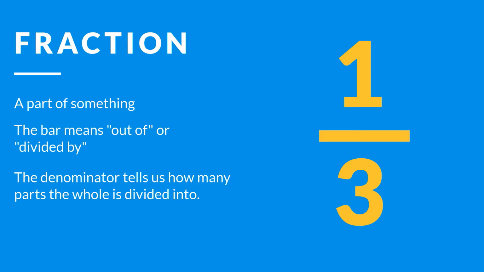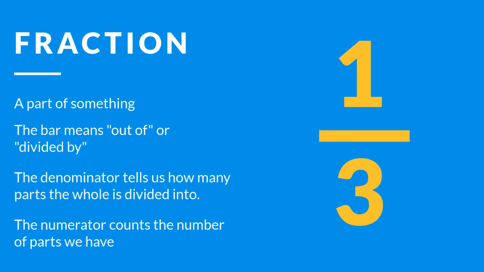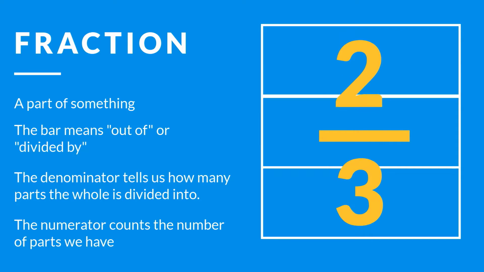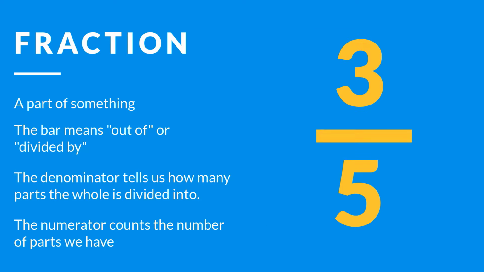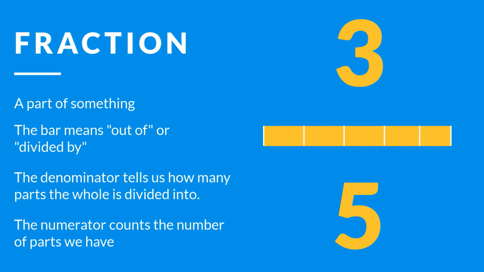Finally, we have the top number, the numerator. It literally means counter. That is, it counts or tells us how much of that fraction we have. So in this fraction, 3 in the denominator means we're counting thirds, and the numerator, 2, tells us that it's 2/3. On the other hand, this fraction would read 3/5.